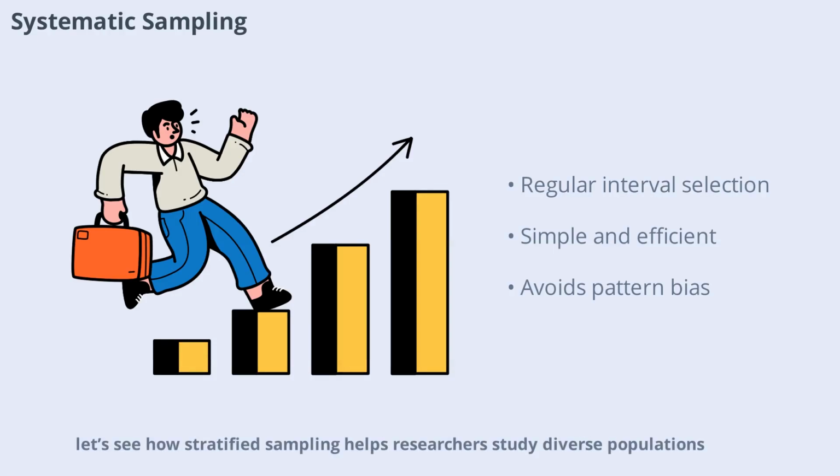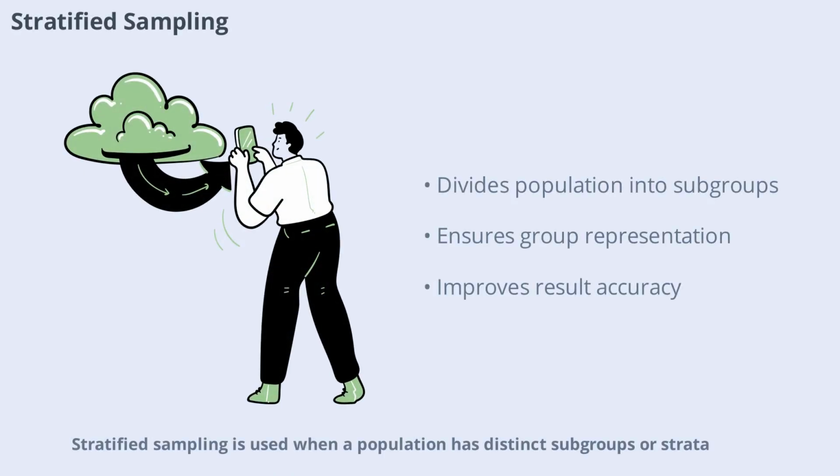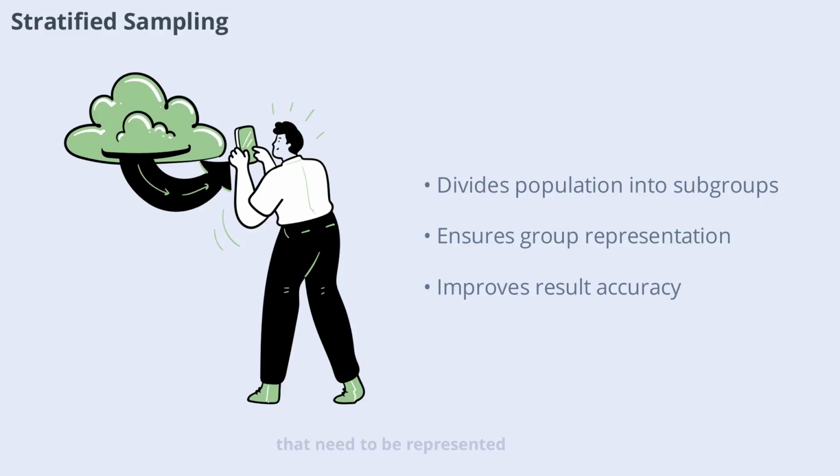Now, let's see how stratified sampling helps researchers study diverse populations. Stratified sampling is used when a population has distinct subgroups, or strata, that need to be represented. Researchers divide the population based on characteristics like age, habitat, or species, and then sample from each subgroup. This ensures that all relevant groups are included in the study, leading to more accurate and meaningful results. Stratified sampling is particularly useful in studies of biodiversity, where different species or habitats must be considered. With a solid understanding of sampling methods, let's move on to experimental techniques in biological research.